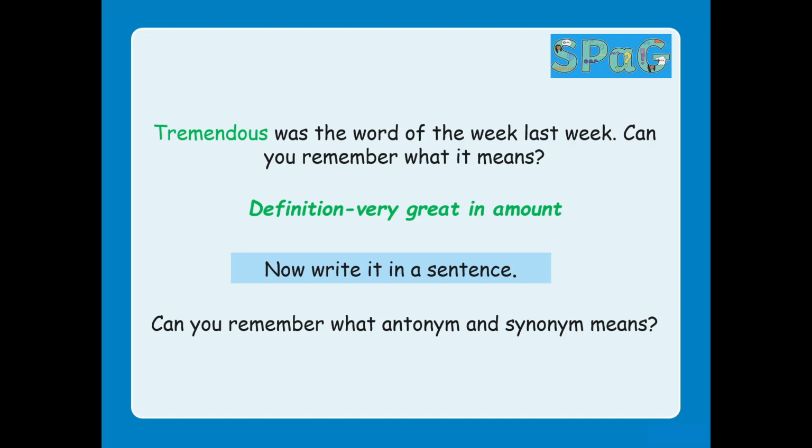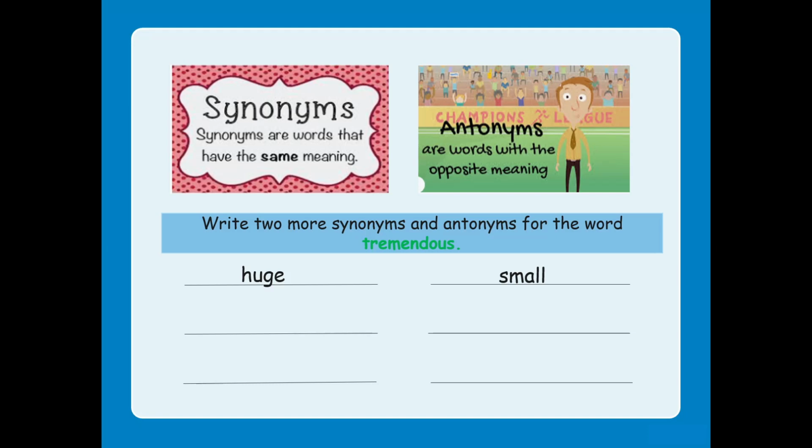Fantastic. Now can you remember what antonym and synonym means? Synonyms are words that have the same meaning, and antonyms are words with the opposite meaning. So a synonym and an antonym for tremendous have already been written for you. Huge and the antonym small. Now write two more synonyms and two more antonyms for the word tremendous.